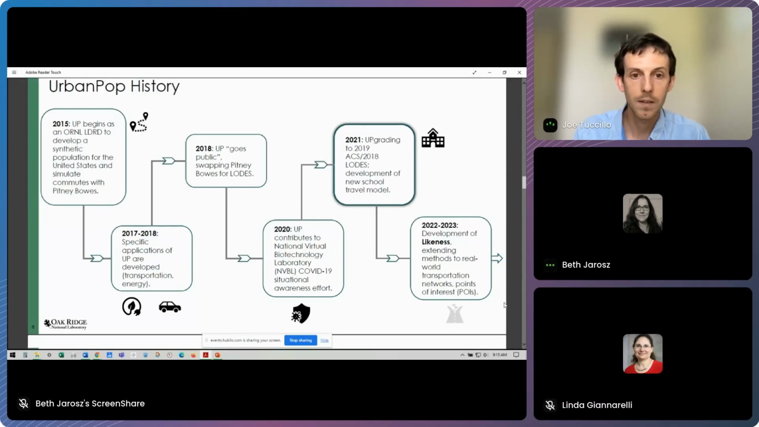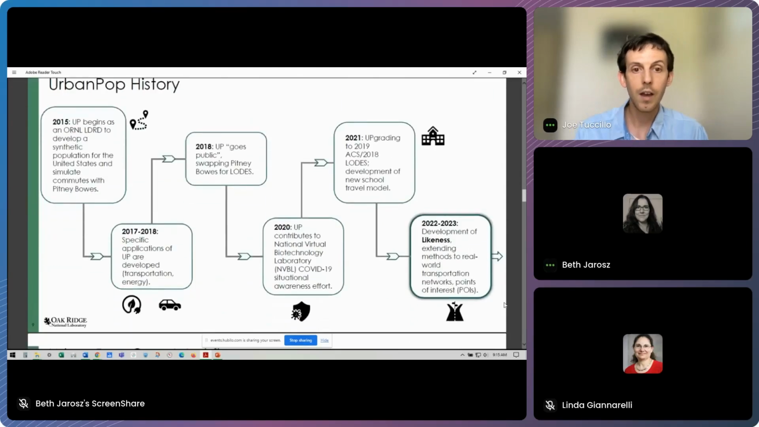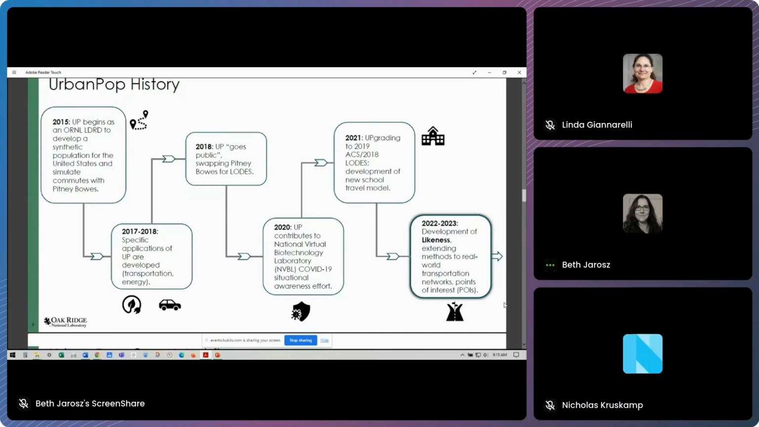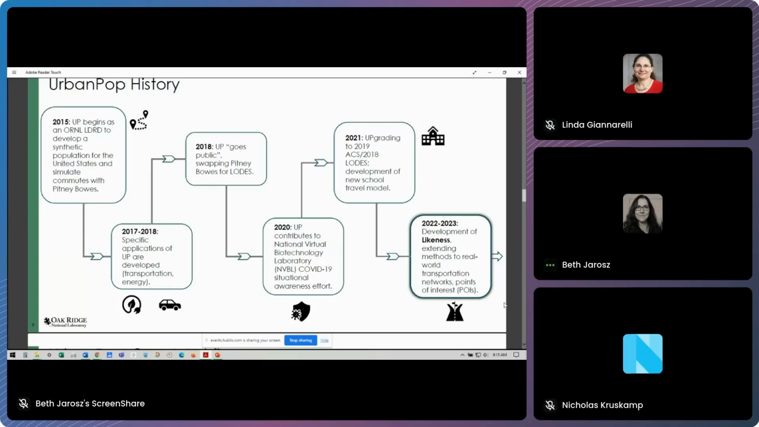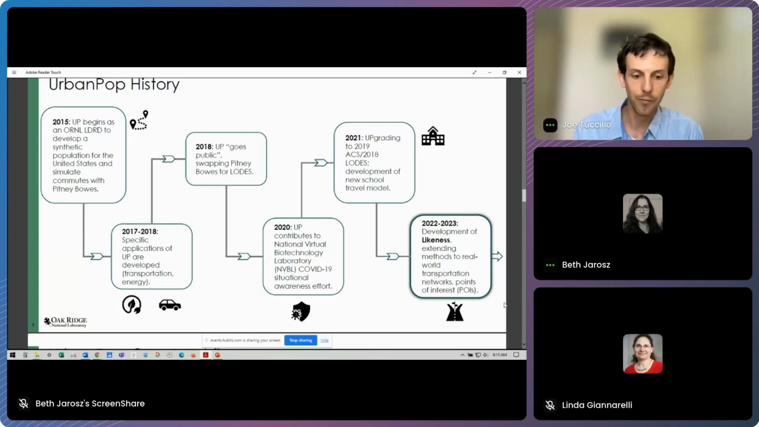Next. And then finally, the development of Likeness as a means of streamlining everything that we've built so far, providing a high-level interface for supporting a variety of different research aims that builds all of our capabilities into a single toolkit.